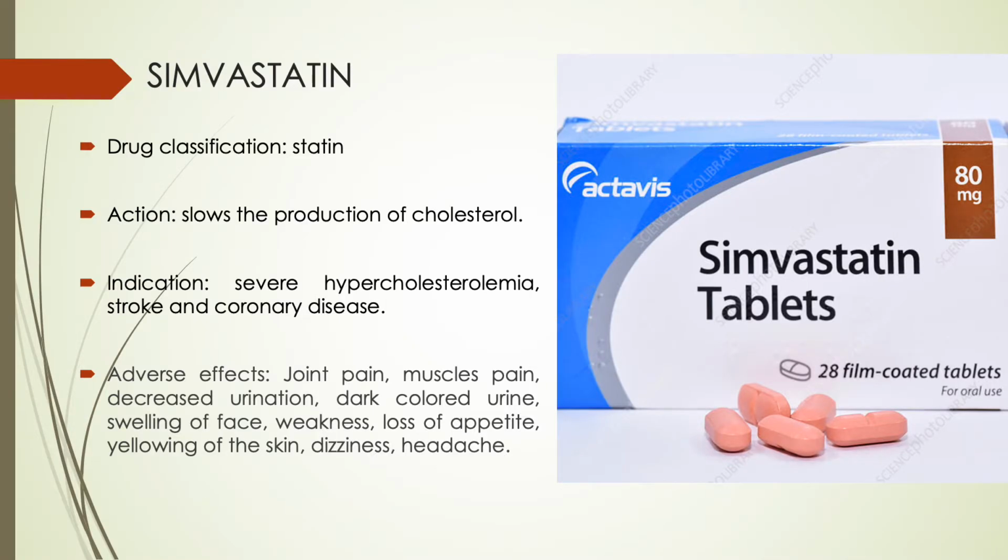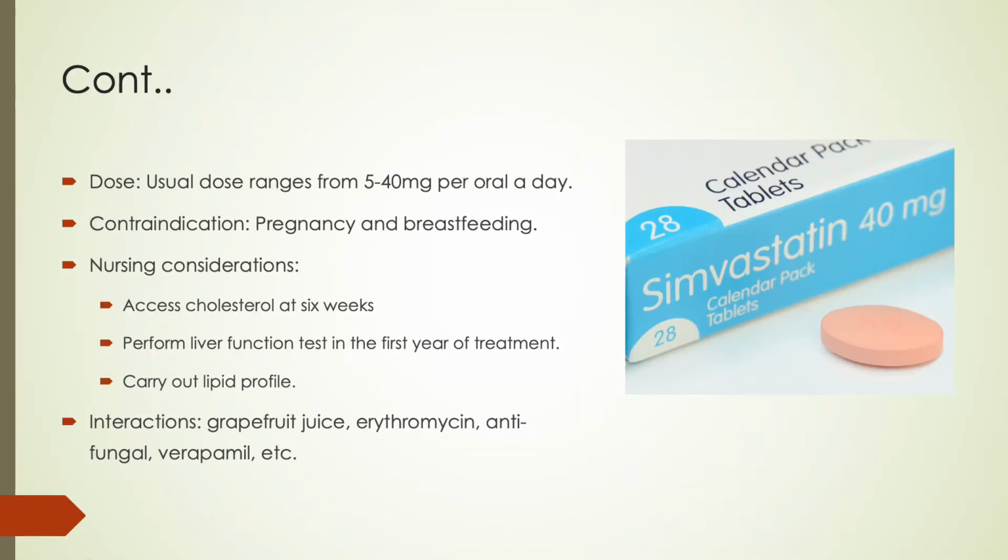Moving into the next slide, among the medications of Edward, I have chosen simvastatin. Simvastatin is mainly used to control or reduce the amount of cholesterol in our body. It is also used to treat stroke and other coronary diseases. Adverse effects of simvastatin include joint pain, headache, dizziness, muscle pain, and others, as you can see on this slide. The usual dose is 5 to 40 mg per oral.